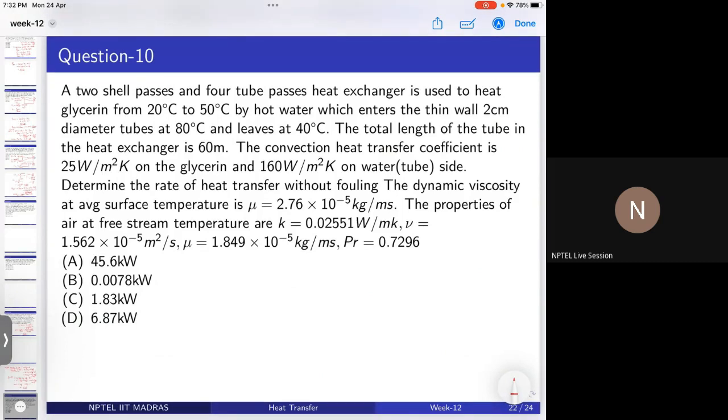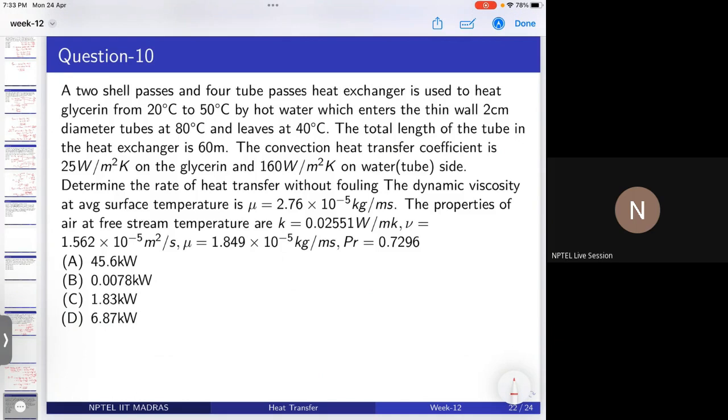So we have a 2 shell pass and 4 tube pass heat exchanger, which is used to heat glycerin from 20 degrees Celsius to 50 degrees Celsius by hot water, which enters the thin walled 2 centimeter diameter tube at 80 degrees Celsius and leaves at 40 degrees Celsius. The total length of the tube of the heat exchanger is 60 meter, and the convection heat transfer coefficient is given. Determine the rate of heat transfer without fouling. That is the question. Okay.